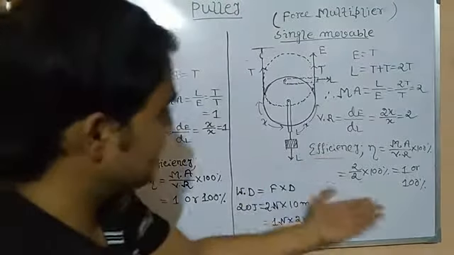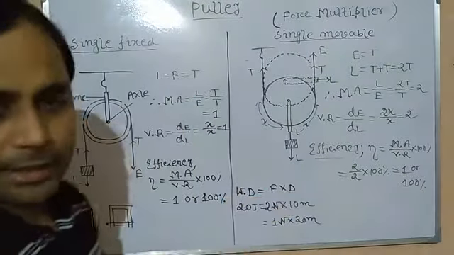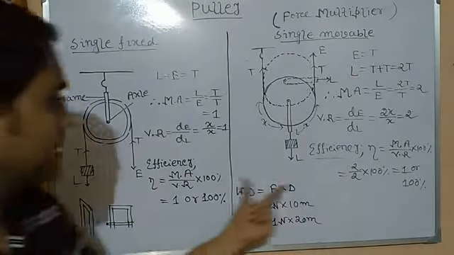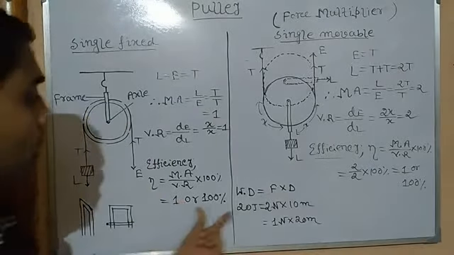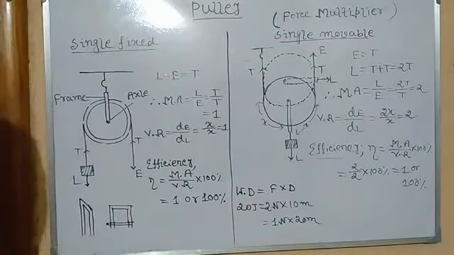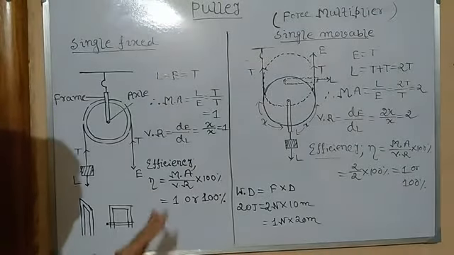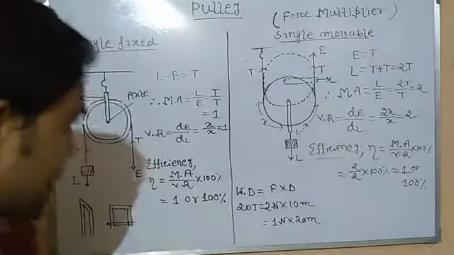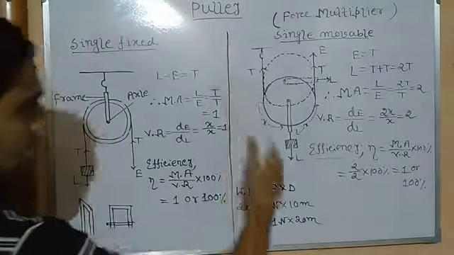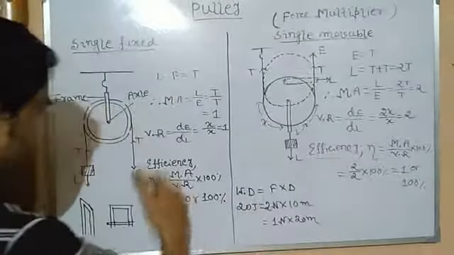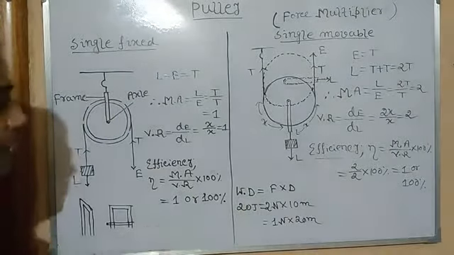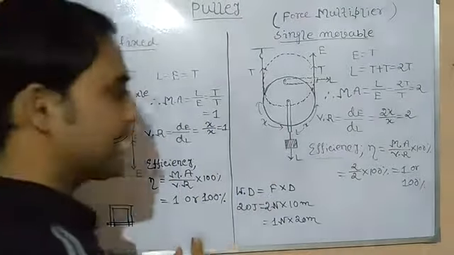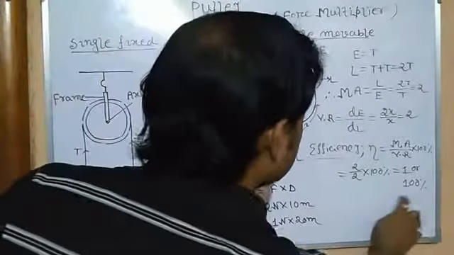What is efficiency? Efficiency is always 100%, but it is only in the case of an ideal machine. You can see both in the case of the single fixed pulley and the single movable pulley, according to calculation it is 1 or 100%, but we have already learned that it is not possible for any practical machine to possess 100% efficiency, because there will be some friction between the rope and the circular metallic disc. There will be some friction between this axle and frame. So due to this, output energy will be less than input energy. This is only possible in the case of an ideal machine.